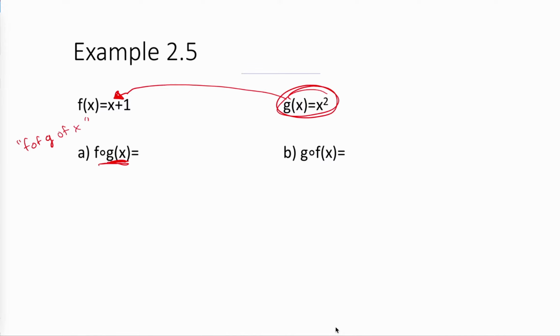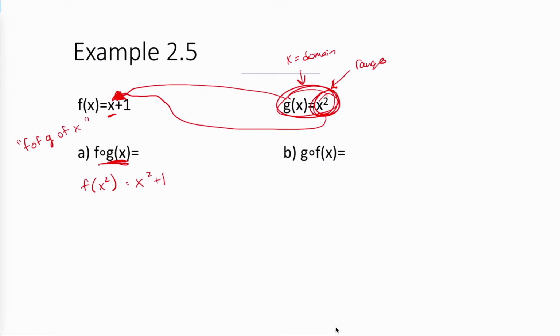So x here is the domain, x squared is the range for all values in the domain. So we take that range of g of x and we make it the domain, which is the x of f of x. So this is f of x squared, which would be x squared plus 1. The x turns into an x squared.